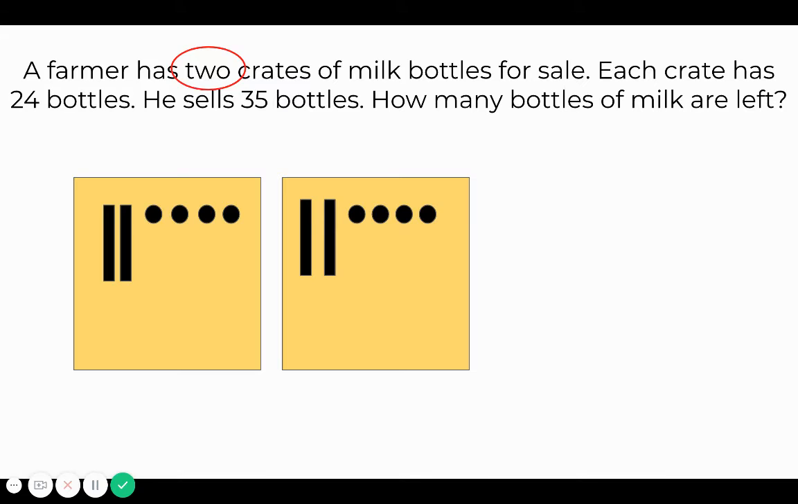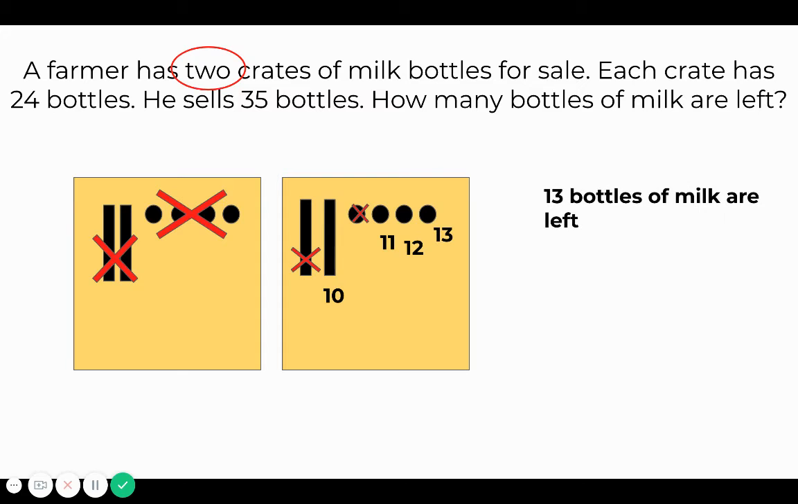Now, we know that he sells 35 bottles. So I can take away 35 of the bottles from the crates that I've represented. That's 20 bottles, 30 bottles, 34 bottles, 35 bottles. If I count what's left over in my crate, I will know how many bottles of milk are left. That would be 10, 11, 12, 13. There are 13 bottles of milk left.